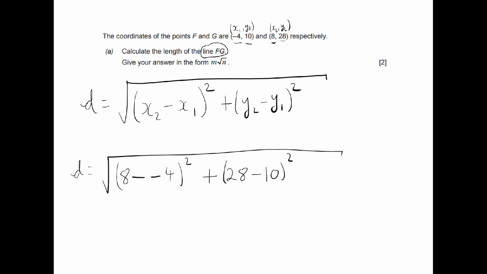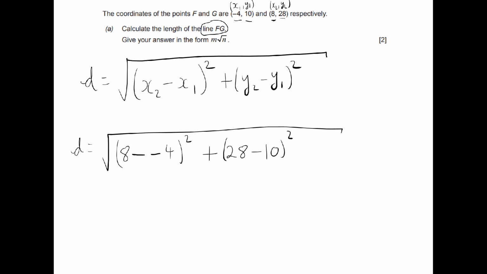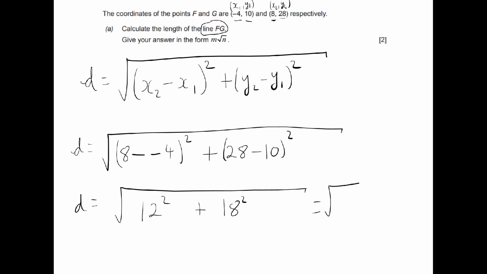It doesn't actually matter which points are labeled x1, y1, x2, and y2, as long as you're consistent. We can now simplify this. So we have 8 and 4, 8 take away minus 4 will become plus 12. So we have 12 squared plus 18 squared, and we can just work that out. Remembering that 12 squared is 144 and 18 squared is 324.